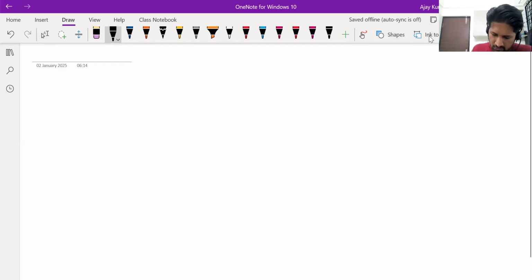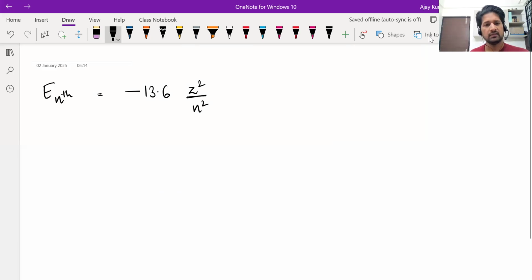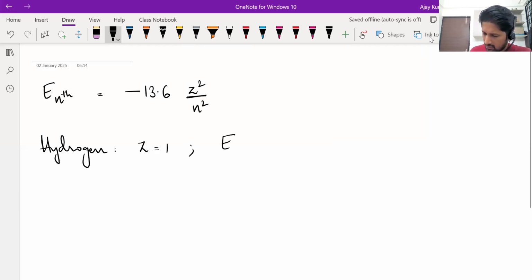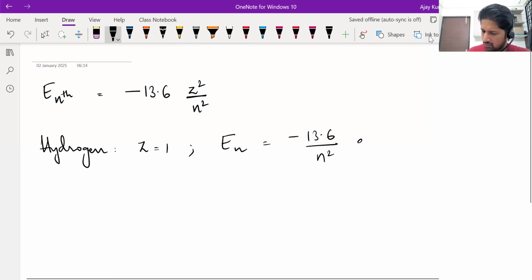Now, the energy of an electron in the nth orbit is given by minus 13.6 Z square divided by n square. Okay. Consider the hydrogen atom. For hydrogen, the atomic number is 1. Therefore, the energy of the nth orbit can be simply written as minus 13.6 divided by n square in electron volts. Okay, the unit is also important.